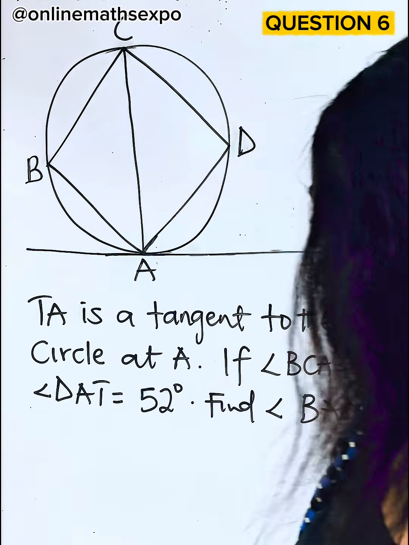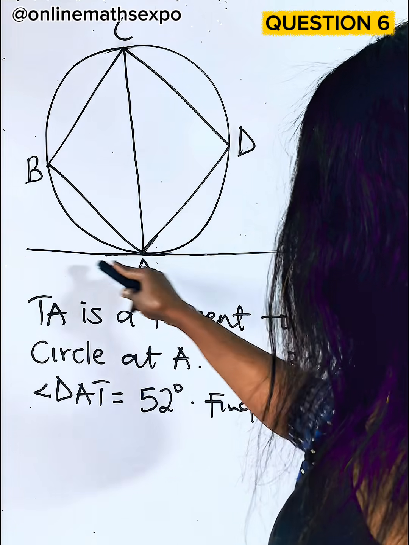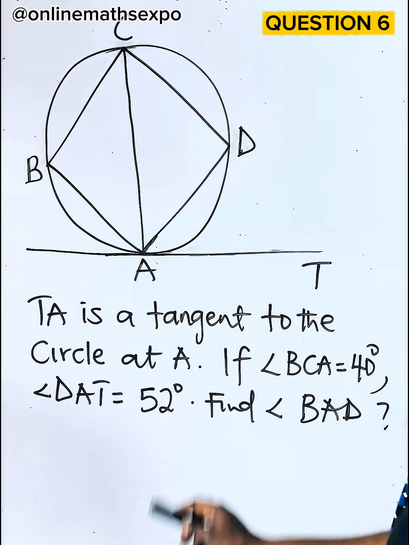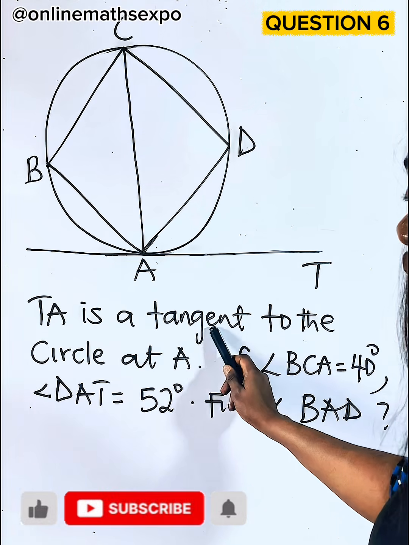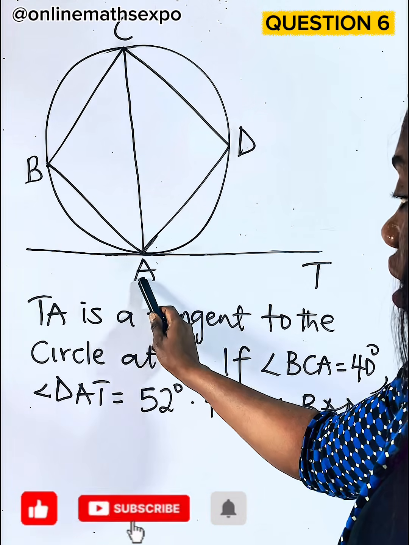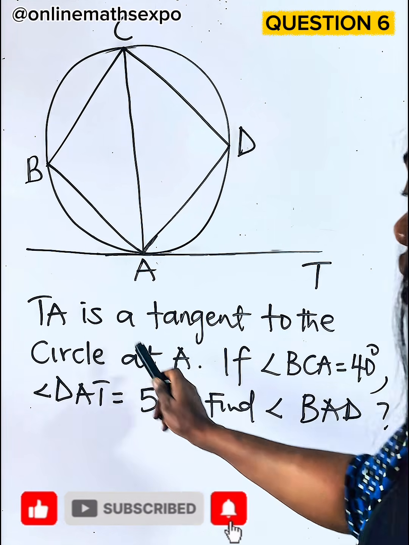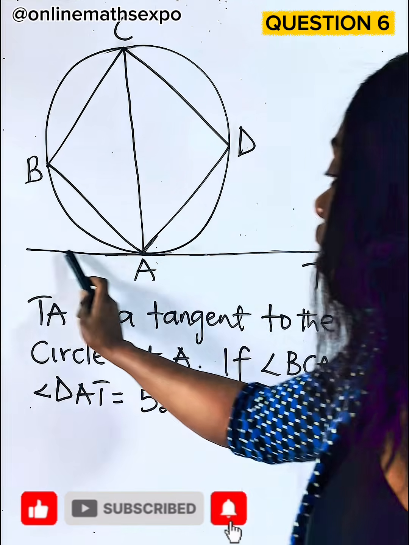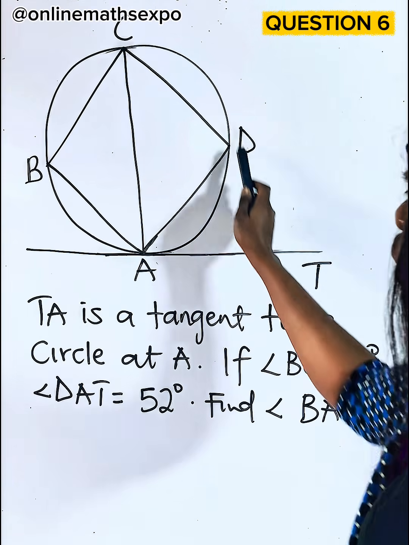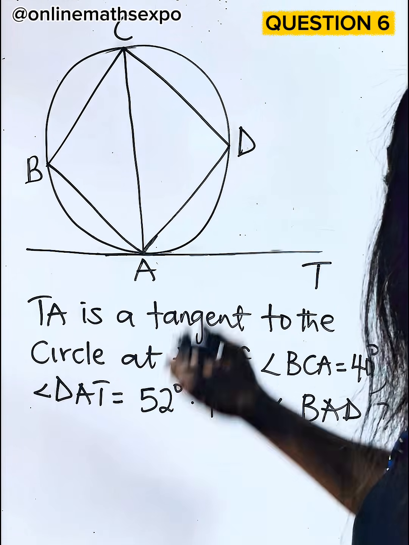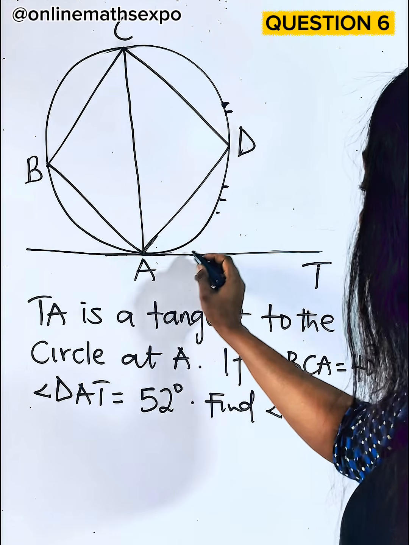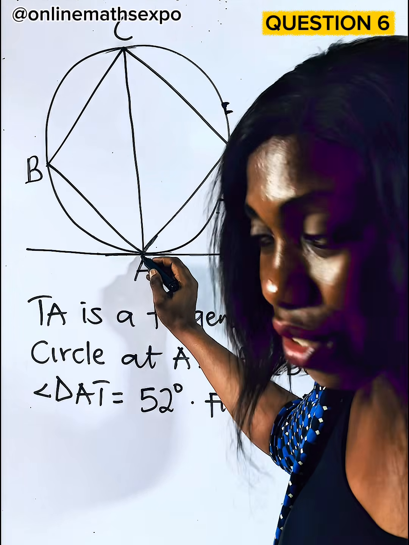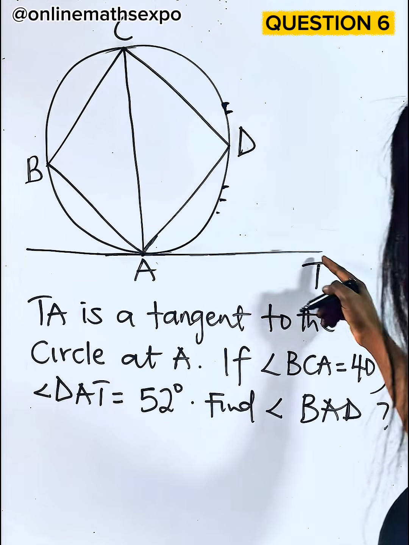Let's read the question first. TA, this is the circle we are given. So TA is a tangent to the circle at A. Now, when you hear tangent, tangent is a straight line. Did you see? At A, this is A. So it means that TA, this line, is a tangent line. And a tangent is a straight line that touches the circumference. This part of the circle is the circumference, the outer part. So when a line touches it at a point, but does not cut across, we call this line a tangent.